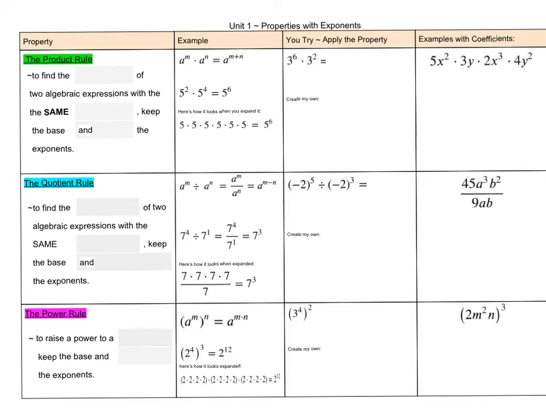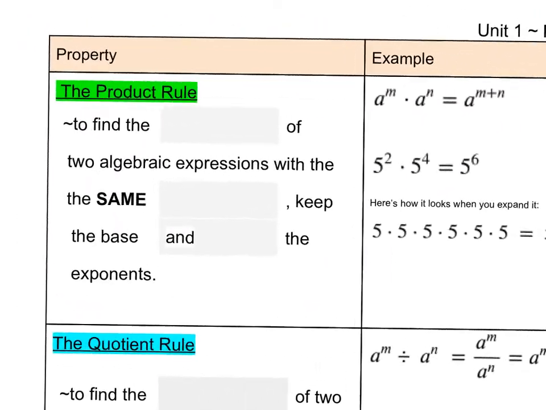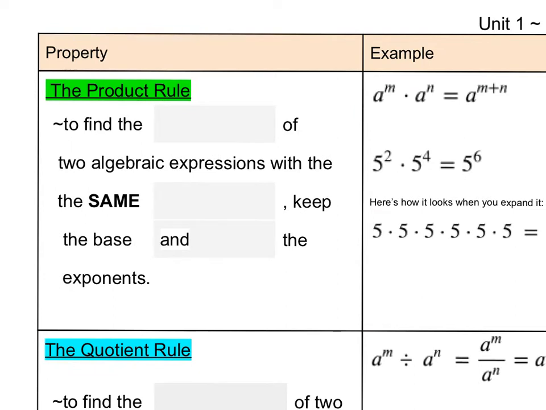Hello everyone, we're going to look at our Unit 1 property chart with exponents, and today we're going to focus on the first row going across, and we're going to focus on the product rule. So first let's look at the fill-in part of the notes, and we're going to talk about this rule. So the product rule. Do you guys remember what product means in math? Product is the answer to a multiplication problem.